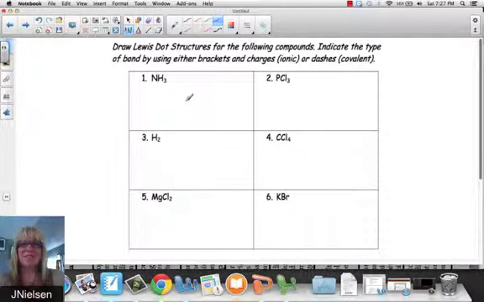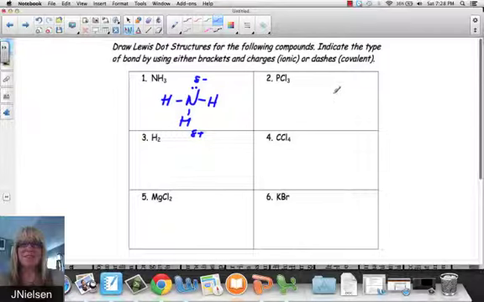So NH3, N has 5 valence electrons, and H is going to come in here on each side, and there's the 2. So N is 5, plus 3 H's is 8, so 2, 4, 6, 8. I've got the right number of electrons. This side's going to be slightly negative, and this side slightly positive because it's polar.